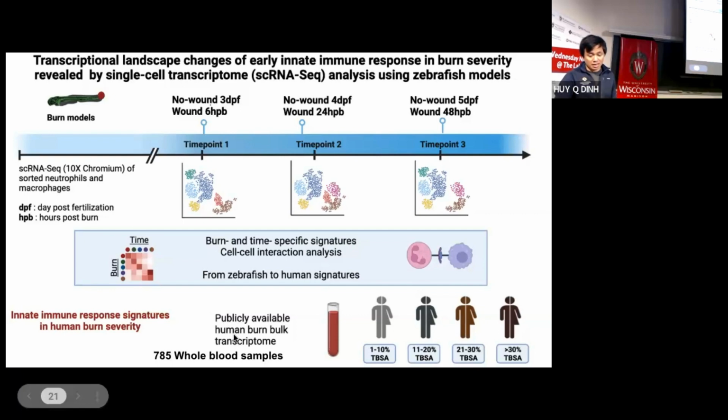The best data here is actually the microarray data. I call it a book of transcriptome, but it's actually microarray data where they have nearly 800 whole blood samples. But the nice thing is they have a diversity of total body surface areas, so that we can divide the samples into what we call moderate, intermediate, high severity and very high severity here.